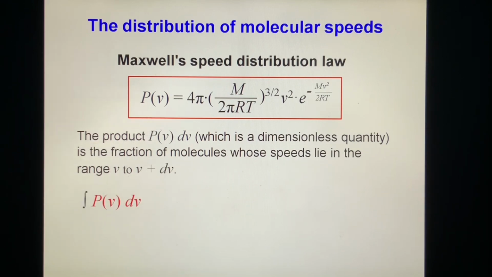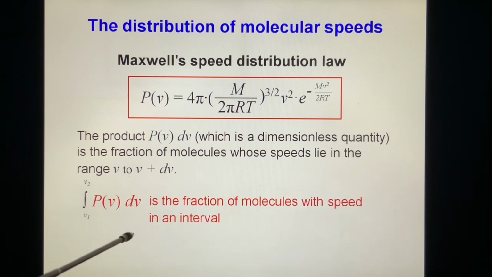This is probability, okay? So this is probability for v and v plus dv. And we do the sigma, or the integration, from initial v1 to v2. What does this mean? This means the fraction of molecules with the speed in an interval of v1 to v2. Or we take v1 equal to 0, v2 equal to infinity. This covers all kinds of speeds, so it should be 1, 100%, okay?